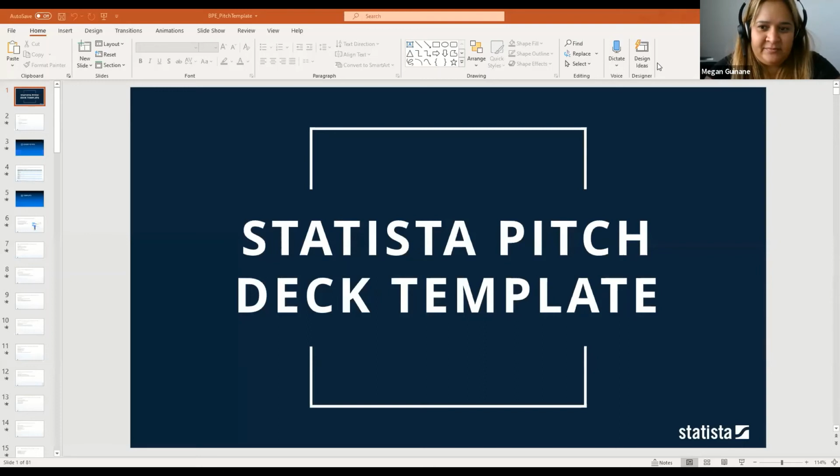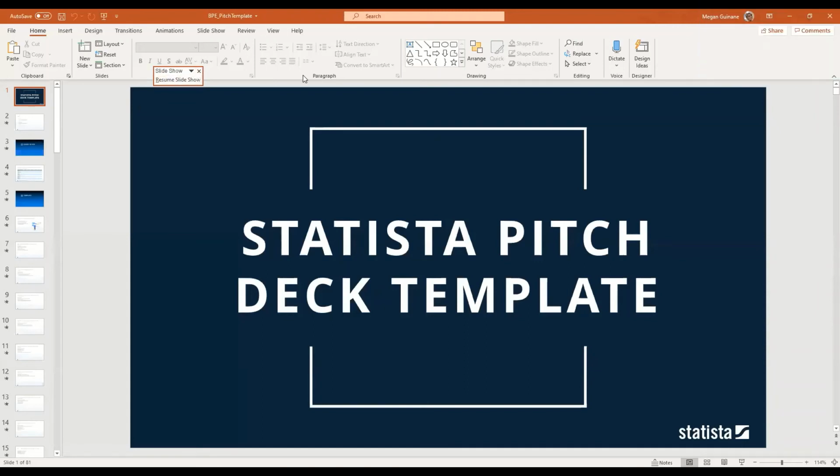Share. Can you see now? Yes, we can. Okay, can you make it full screen? Yes, I can.